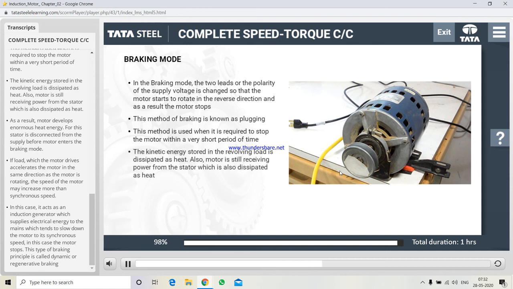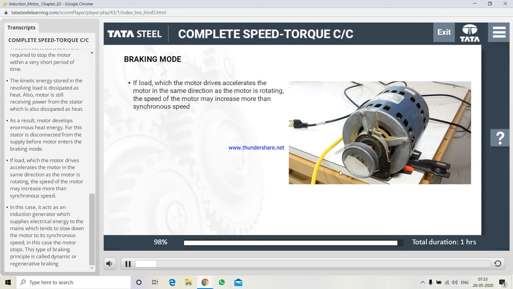The kinetic energy stored in the revolving load is dissipated as heat. Also, the motor is still receiving power from the stator, which is also dissipated as heat. As a result, the motor develops enormous heat energy. For this, the stator is disconnected from the supply before the motor enters the braking mode.